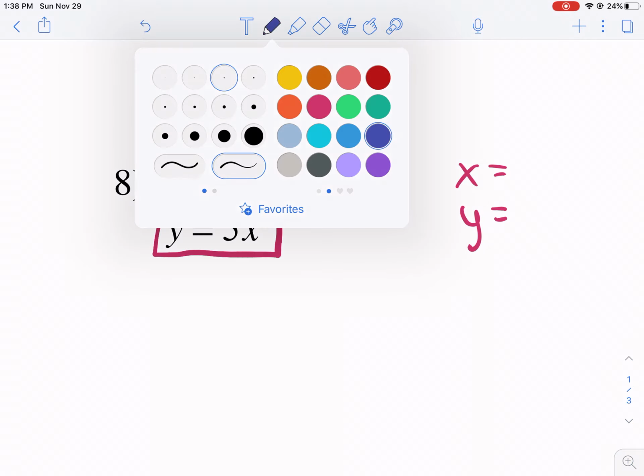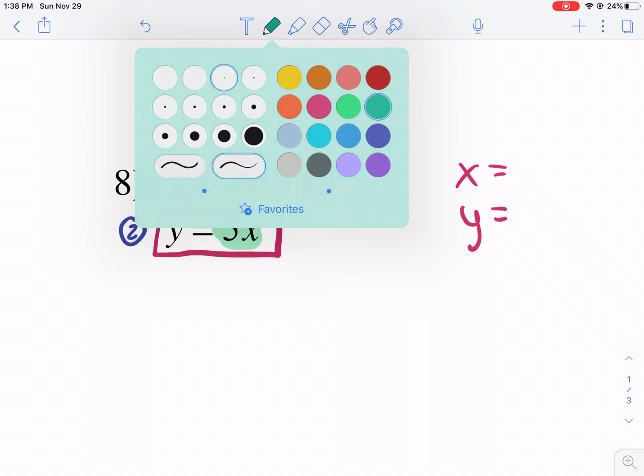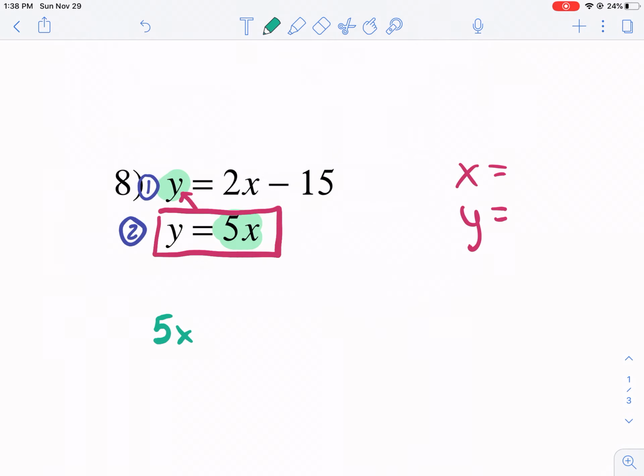okay? So if you want, you can even number the equations. This is equation 1, this is equation 2. So we're going to replace y in the first equation, equation 1, with the value of y in equation 2. Well, we know the value is 5x. So we're going to replace that. 5x equals, this is my equation 1 now, 2x minus 15.